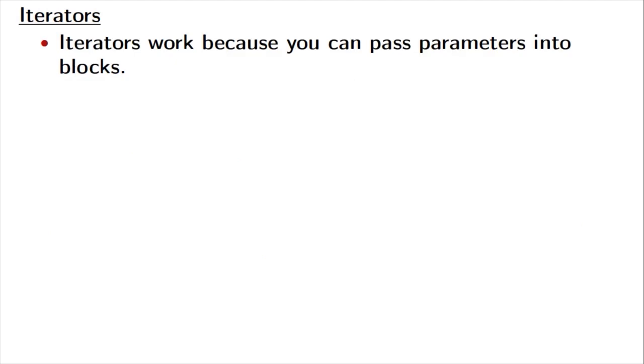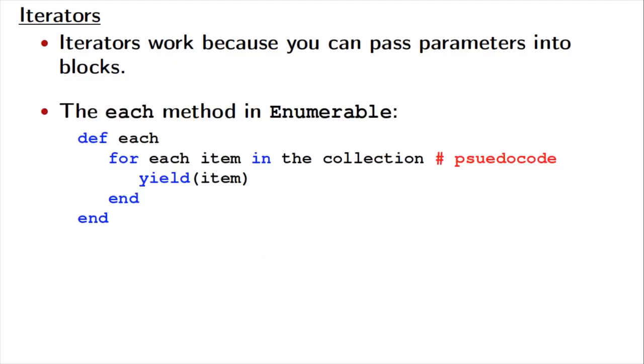Iterators work because you can pass a parameter into blocks as well. Here's roughly how it works. The each method in Enumerable works like this. For each item in the collection, you're going to yield this item, passed as a parameter to the yield statement. Now, I'm highlighting here that this is pseudocode. This is roughly what it looks like.